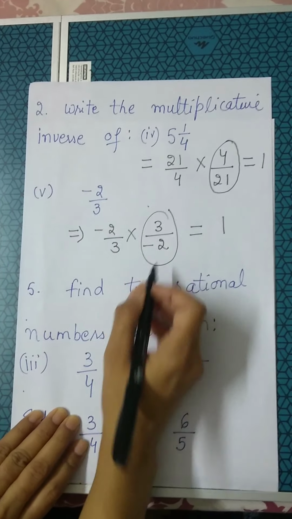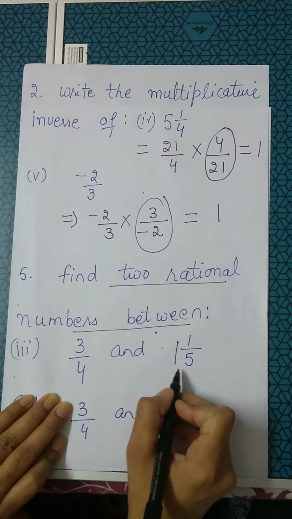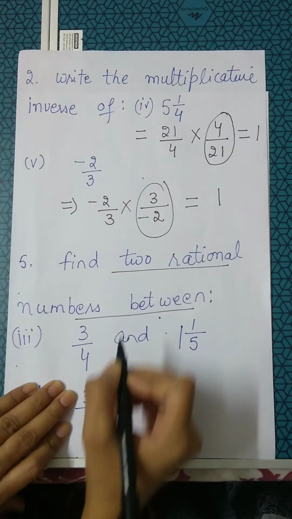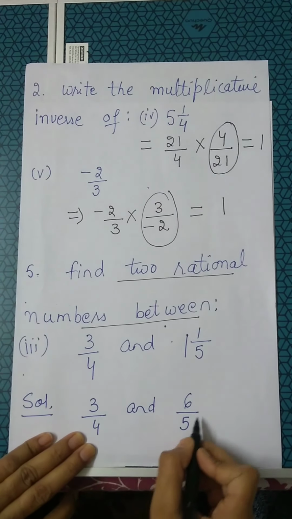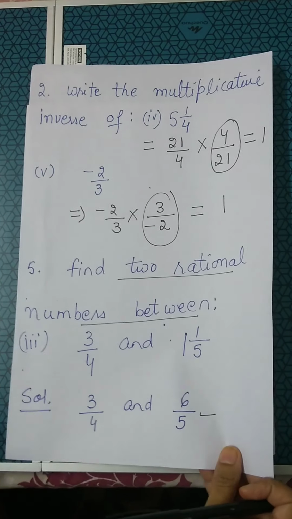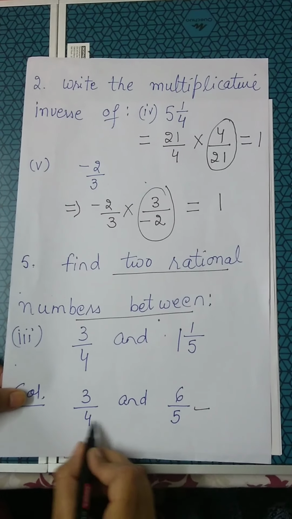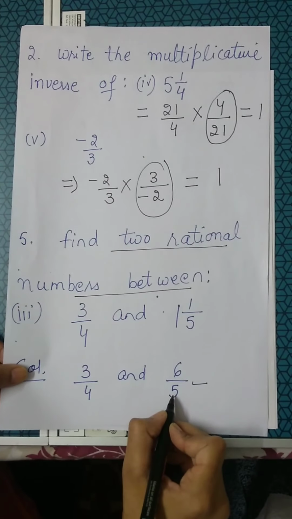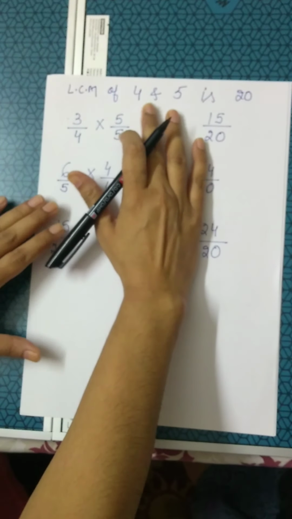Now, the next type is when I need to find rational numbers between any two rational numbers. This is the fifth question, third part. Find two rational numbers between 3/4 and 1/5. Okay, I will reduce this first, convert this 1/5, write it as 6/5. Now I need to find two numbers between 3/4 and 6/5. The rule is, first of all, I need to see whether the denominators are the same or not. Here you can see the denominators are not the same. So I will make them the same by taking the LCM. That is, the LCM of 4 and 5 is 20.